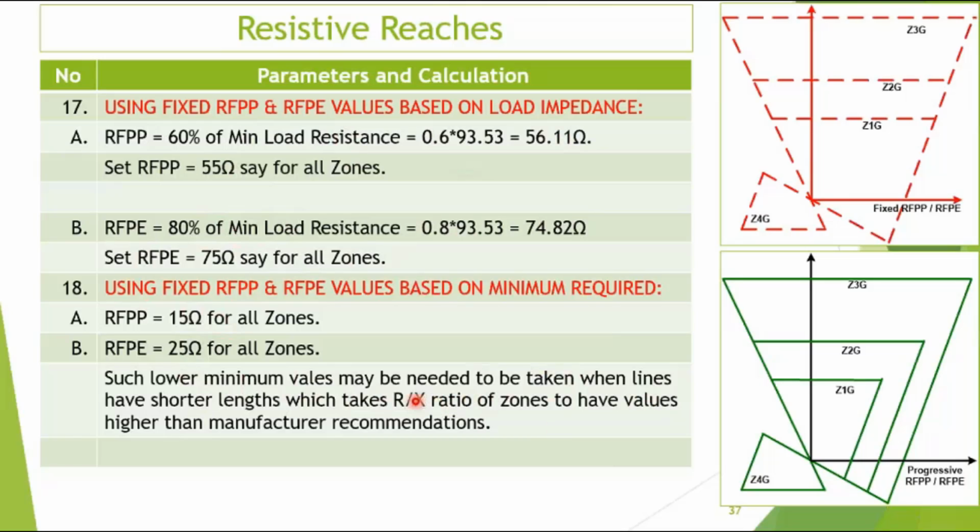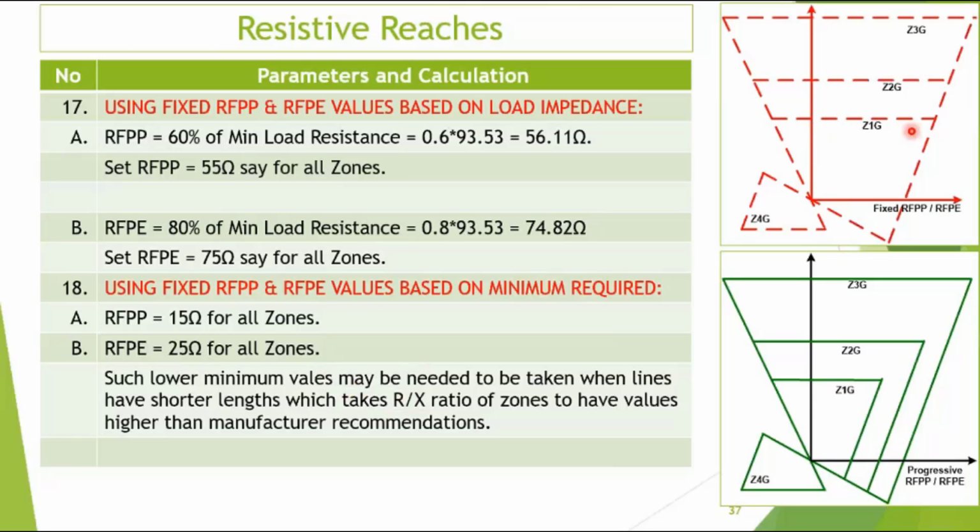Generally, manufacturer recommends that for a phase-to-phase, take R by X as less than 3. If your X value is 10 ohm, your R value should not go beyond 30 ohm. And for a phase to earth, it is around 4.5. If your X value is 10, your phase to earth resistive coverage should not go beyond 45 ohm. But if it is not written in the relay manual, you need not follow it directly, but generally we find problems if we increase this indiscriminately.